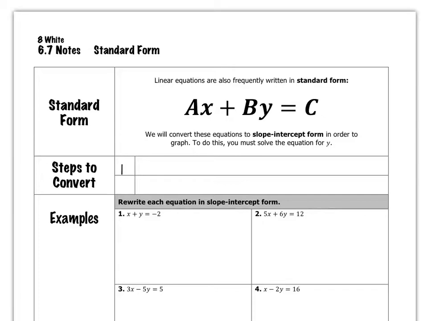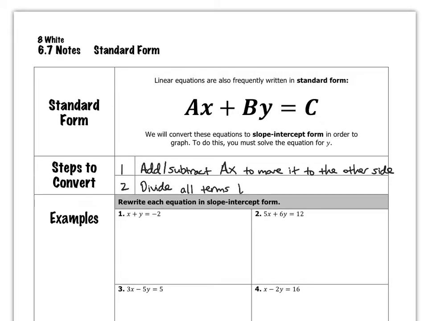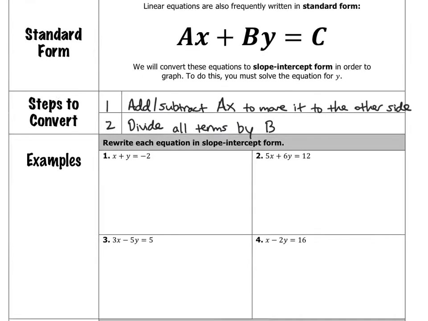Step one is to either add or subtract the x term, so I'm going to call that ax, to move it to the other side. And then step two will be to divide all terms by b, and that will get y by itself. So let's practice that now with a few examples.